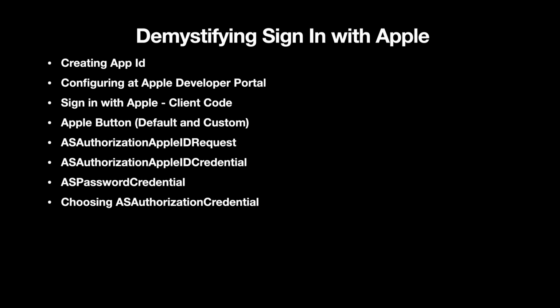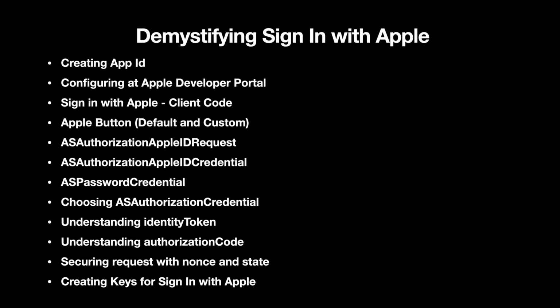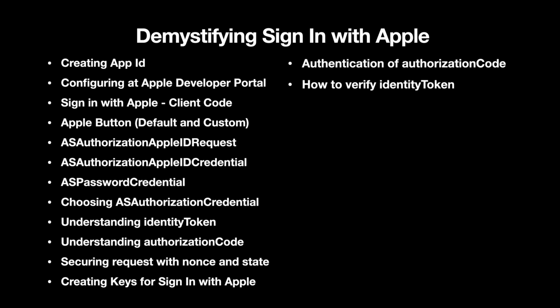Choosing which authorization is best, understanding identity token, what all fields it contains, understanding auth code, securing requests with nonce and state while sending the auth code and the identity token to our backend, creating keys for signing with Apple. This key will help in fetching a lot of data from Apple. Authentication of authorization code, basically validating an authorization code. Then we'll see how to verify identity token, how to get access and refresh tokens, which will help in revocation as well.